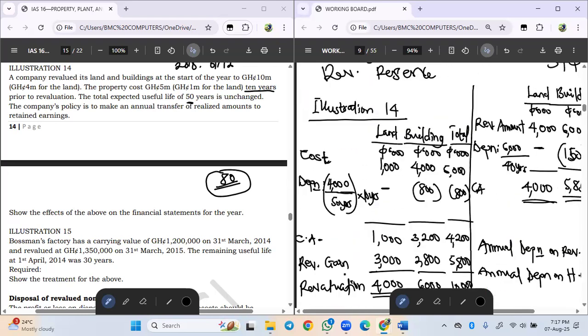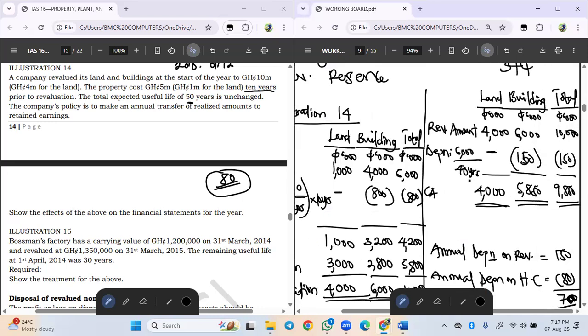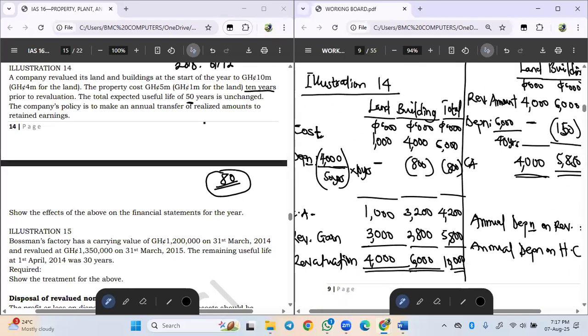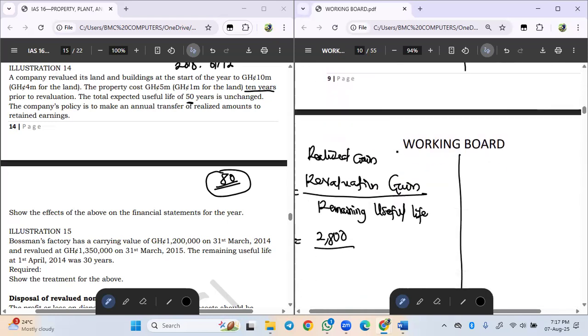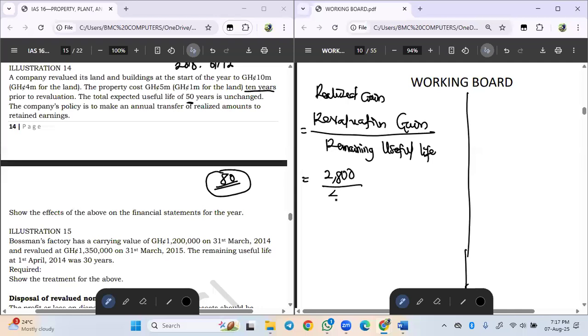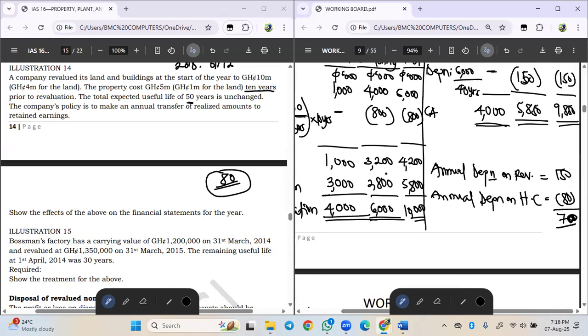divided by the remaining useful life. That is what? 40 years. Because initially the building was 50 years, and we consumed 10 years out of it, so it's left with 40. So divided by 40 years. Please, what is the answer here? 70. Okay, so you see, it's the same thing here.